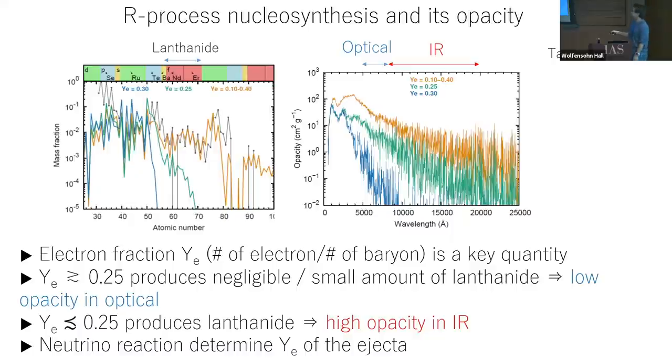You can see that if the electron fraction is greater than 0.25, a negligible or small amount of lanthanoids is produced, which results in low opacity in the blue case. On the other hand, if the electron fraction is smaller than 0.25, a significant amount of lanthanoids is produced, which results in high opacity in the infrared case. And neutrino reactions determine the electron fraction of the ejecta. That's why neutrino radiation transfer is important.